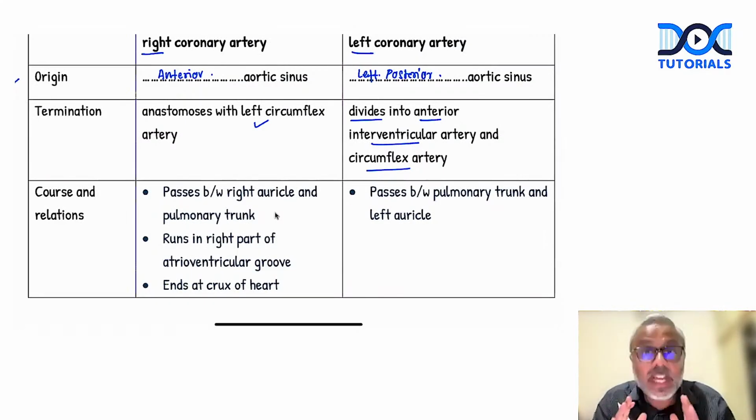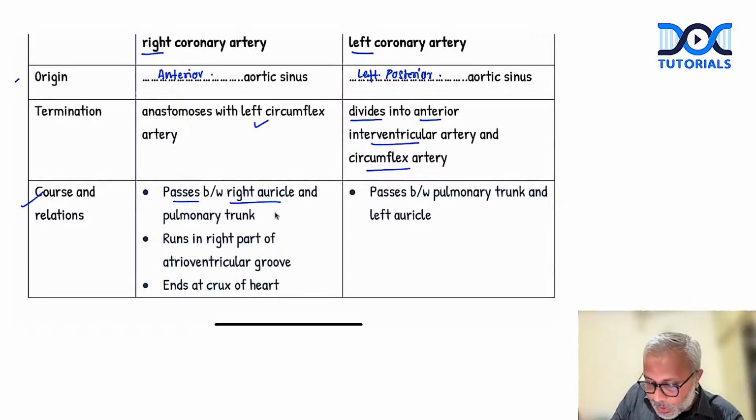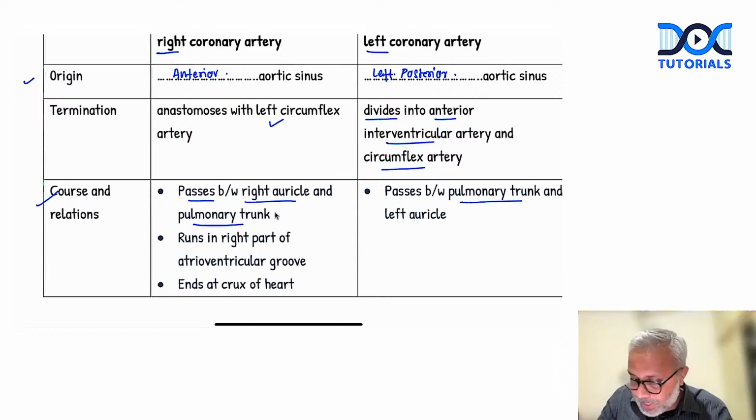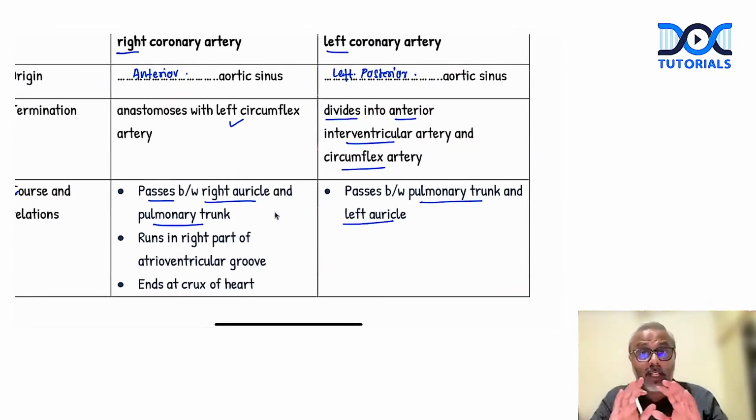Hope this is clear. Then, a little bit about the course and relations. Now, there is similarity in the course and relations of both the arteries, which is again frequently asked as an MCQ question. At the origin, the right coronary artery passes between the right auricle and the pulmonary trunk, whereas the left coronary artery passes between the pulmonary trunk and the left auricle. So this is a very important point we need to remember. The coronary artery lies between the pulmonary trunk in front and the auricle behind in both right and left coronary arteries, right?